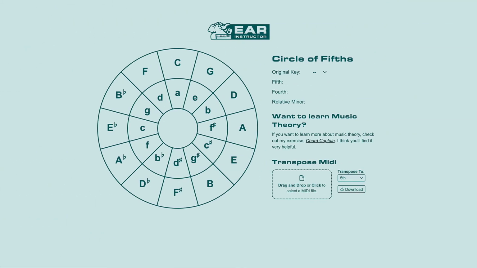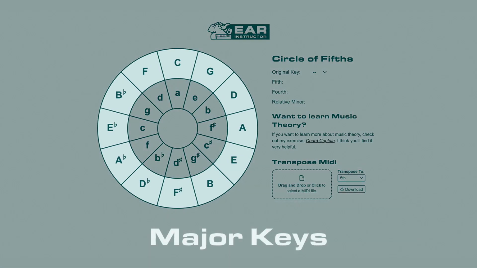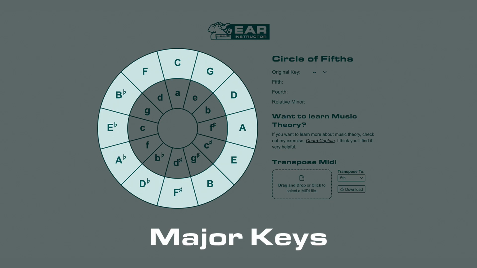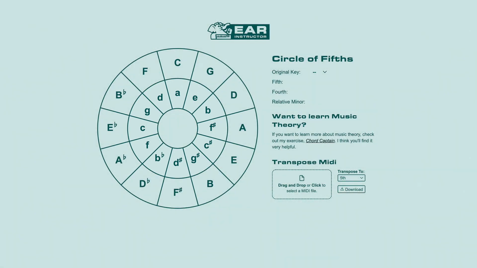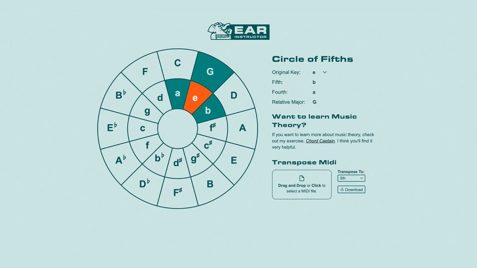Now we can find our key on the circle of fifths. The outer ring with uppercase letters contains major keys, and the inner ring with lowercase letters contains minor keys. So E minor is right here. Looking at our key on the circle, the adjacent keys are all good options to change to in general. But for this technique, we'll focus on the keys that are adjacent and in the same ring as the original, which in this case are A minor and B minor.